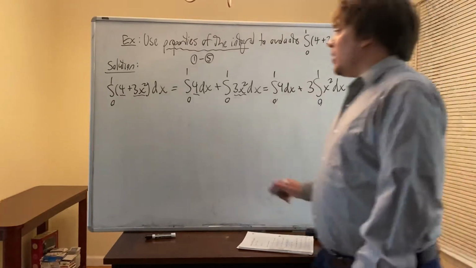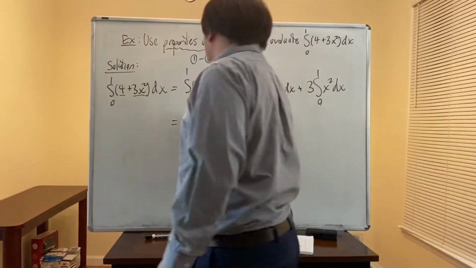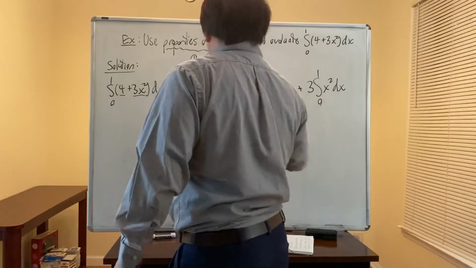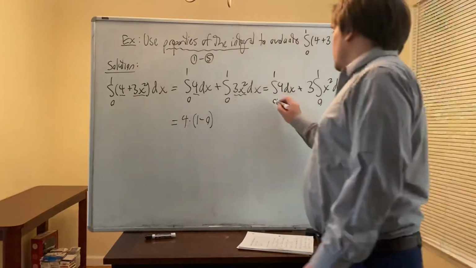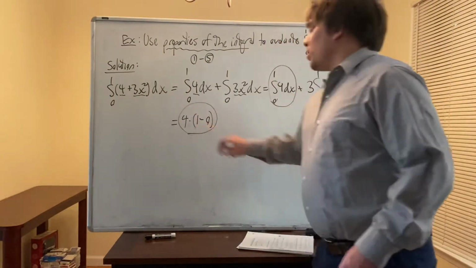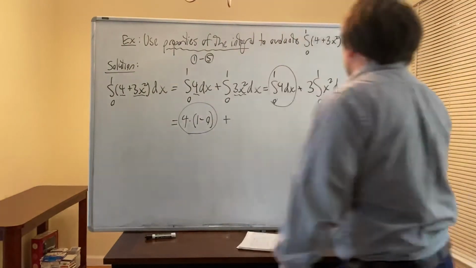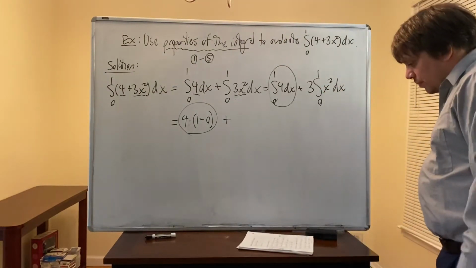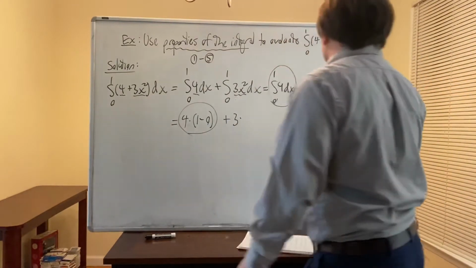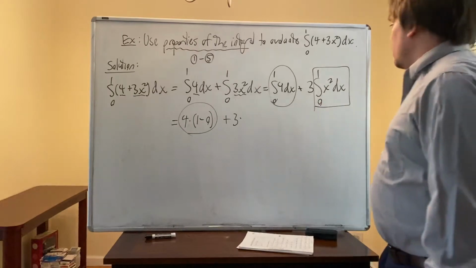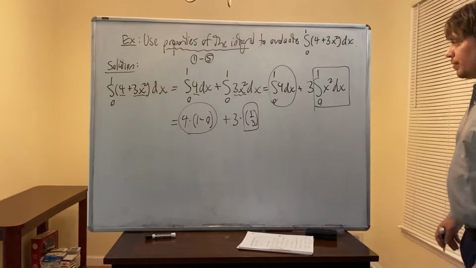Okay, and now the next one is the definite integral from 0 to 1 of a constant, right? That is the constant times the difference between the upper limit and the lower limit. So this is 4 times 1 minus 0. See, the circles are corresponding with what I'm doing here. Plus 3 times this definite integral. The value of that definite integral is 1/3.